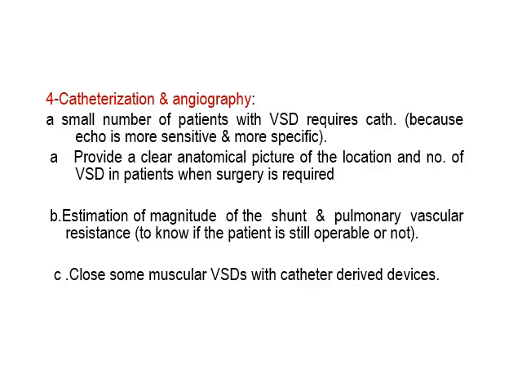Number 4 of investigation is catheterization and angiography. A small number of patients with VSD require catheterization, not all patients. It provides a clear anatomical picture of the location and the number of VSDs in the patient when surgery is required, and estimation of the magnitude of the shunt, the degree of the shunt from left to right, and pulmonary vascular resistance to know if the patient is still operable or not, to diagnose if it is a reverse shunt, as we spoke earlier, Eisenmenger syndrome, which is incompatible with operation. This is very important. And the last thing, to close some muscular VSDs with a catheter device.